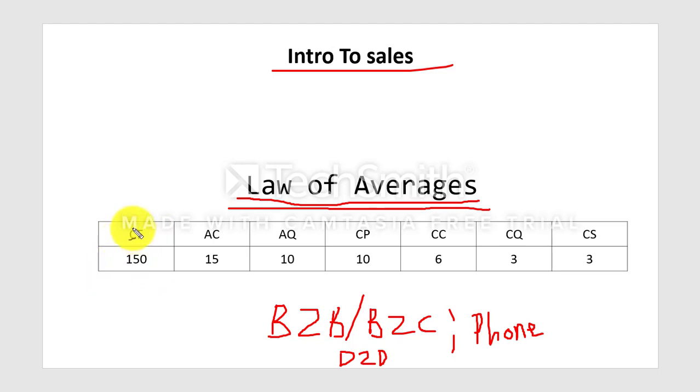So let me start with the basics. We're going to start over here on customers engaged. A customer engaged is someone that you've actually talked to or attempted to make contact with in one single day. For this example, we're going to say 150 people. If you're making phone calls, pretend I made 150 calls today. Or if you're meeting with businesses, I met with 150 businesses that day.